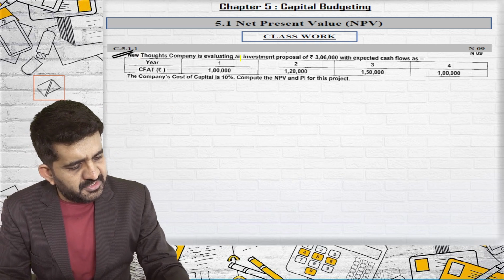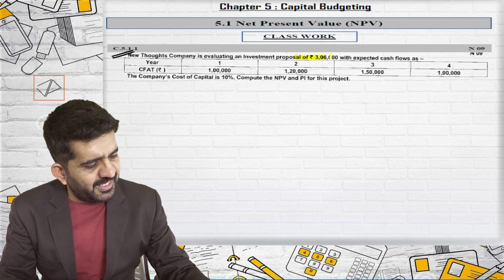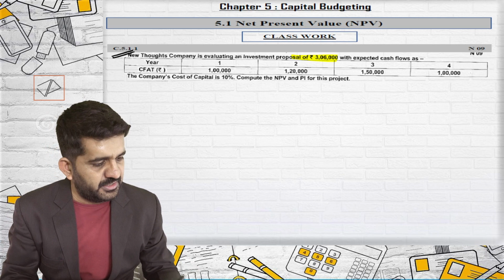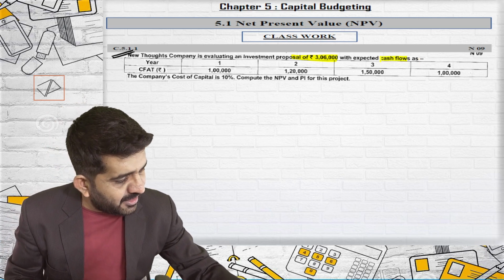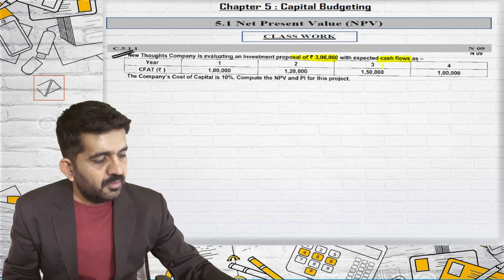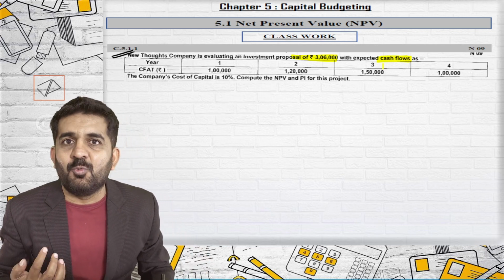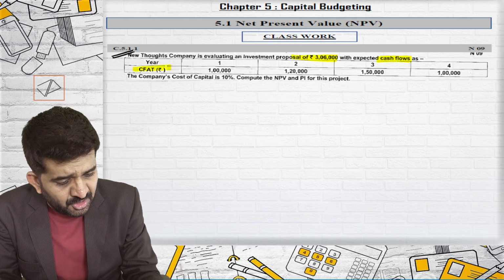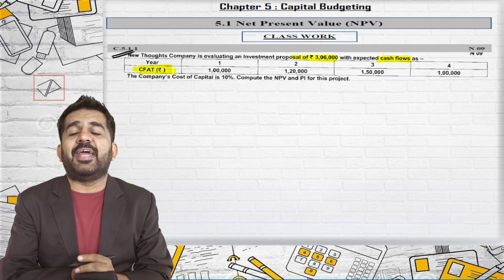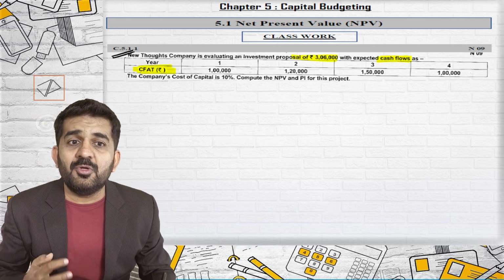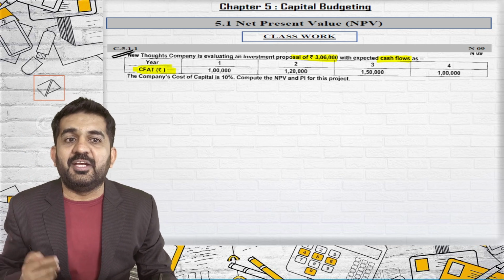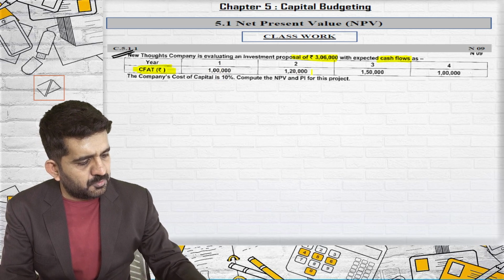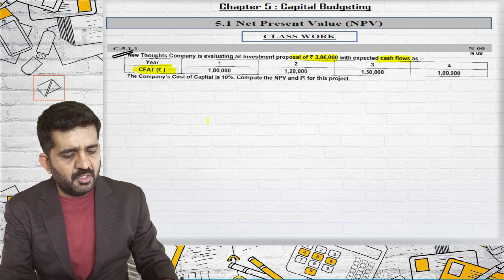New Thoughts company is evaluating an investment proposal of 3,06,000. So if you want to do this investment, you will have to invest 3,06,000 rupees with the expected cash flows. What we require is always cash flows, right? And the cash flows which are given are after tax. So we don't have to find out anything. Everything is given. And what are the cash flows? At the end of first year, it is 1 lakh, 2 years, 1,20,000, third year, 1,50,000, and fourth year, 1 lakh.